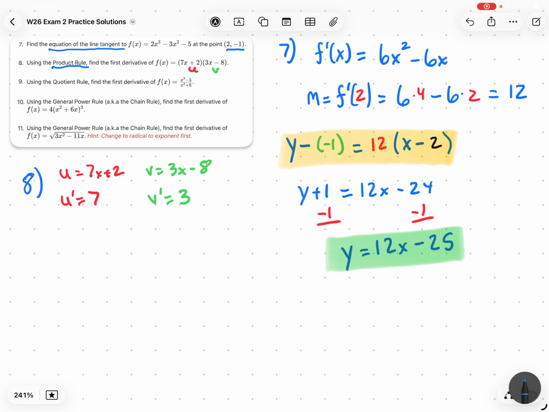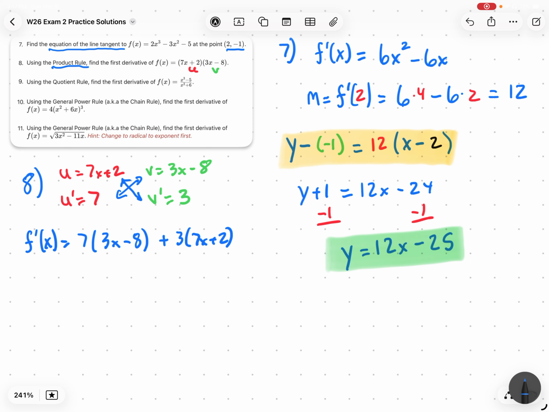I think the way I explained it in one of my videos was v times u prime plus u times v prime. But there's different versions that are just basically showing you that if you cross multiply these two things and then add them together, that's the derivative. Okay, so here's what ours would look like. F prime of x, which is our derivative, we're going to do the 7 times the 3x minus 8, and then the plus sign in that formula, right? We're adding those two products together. That would be 3 times 7x plus 2.